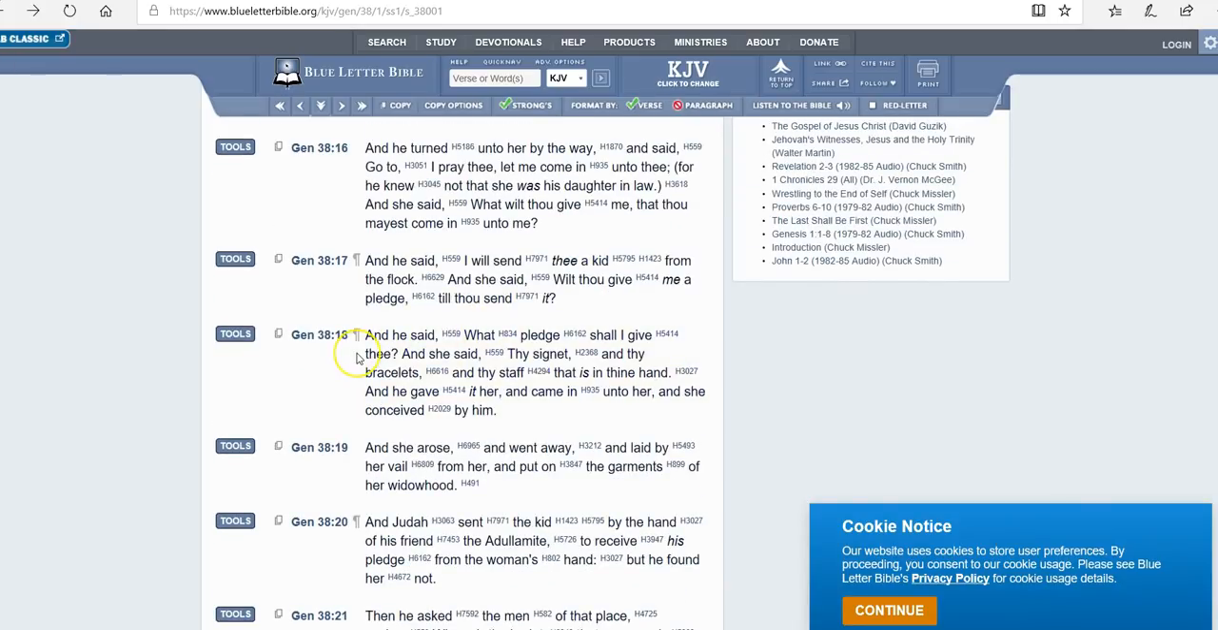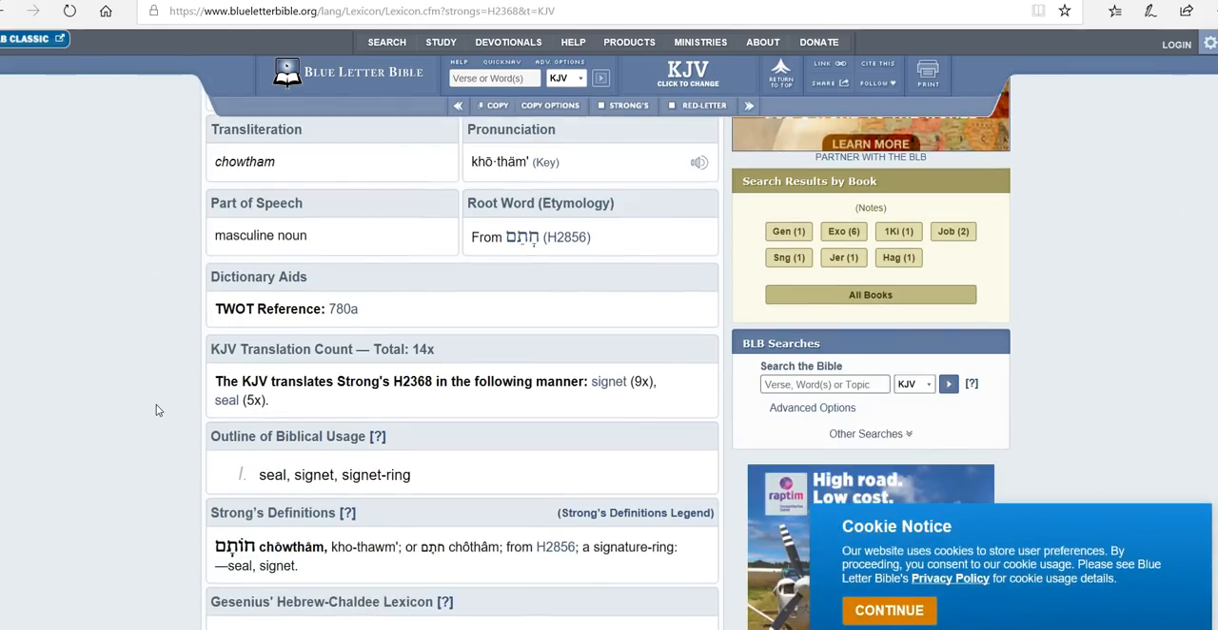Here it is. What pledge shall I give? And he said, thy signet, thy bracelets, and thy staff. Now, guys, when I saw this today, I said, oh my goodness, you're kidding me, right? Because I just shared a message from the Lord, and he just gave me some information, right? So thy signet, well, what is that? Let's take a look. It's a seal. It's a signet ring, some type of sealing ring, okay?